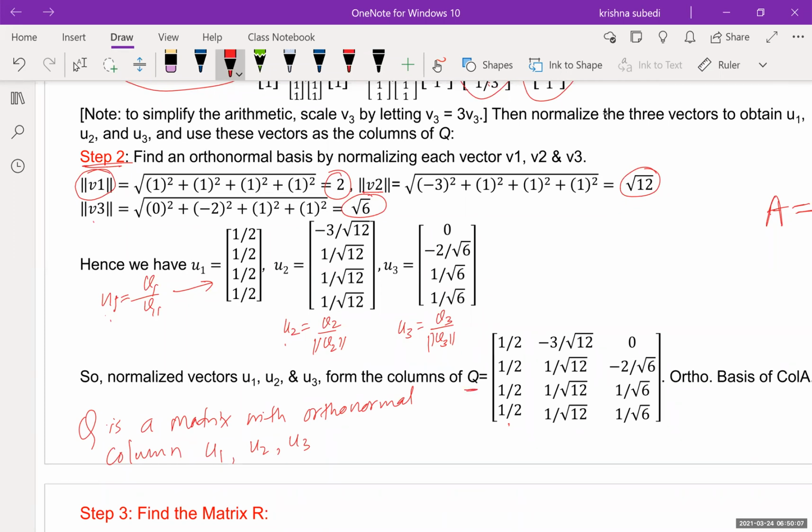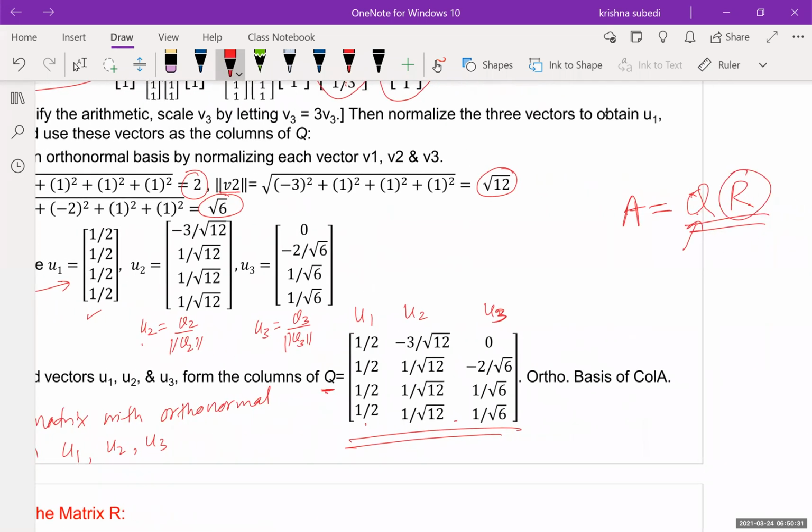So we already got the Q matrix, which means the first vector is u1, which is this, then u2, u3. Just copy that down. It's that simple to create the Q matrix, because we already know the orthonormal vectors, right? So matrix Q will be just this matrix.